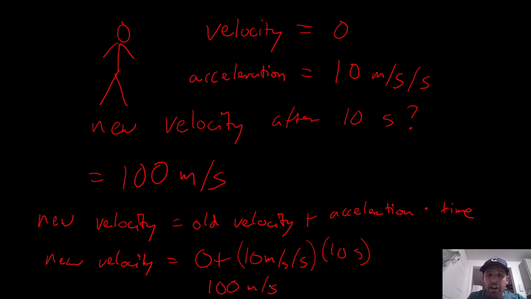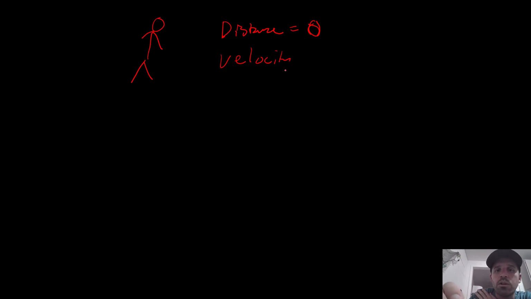And here is why. If I asked you this same question as at the beginning about position, let's say that our guy just jumped from the plane. He's starting at a distance of 0, and he's starting at a velocity of 0, and he falls for 10 seconds. So what is his new distance, or what is his new position after 10 seconds?